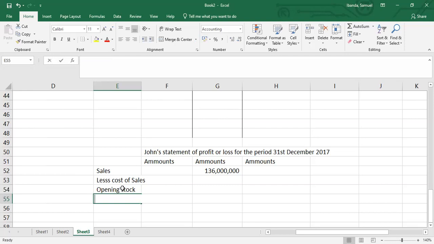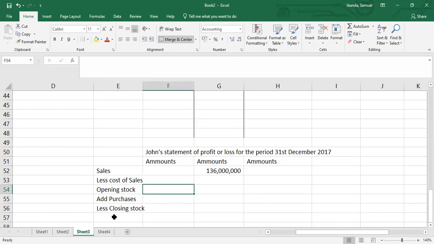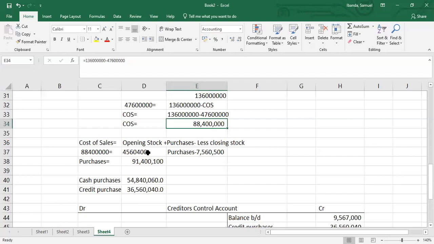So I'll put my opening stock. Okay. I'll list my purchases, which I already have. Add purchases. And less closing stock. Why did I put less closing stock? Just to get the marks, because these are 10 marks, so I want to make sure the examiner doesn't have any issue. So I'll just pick the figures from here. This was my opening stock, but I can also pick it from the question. So you can see where I'm picking it from.